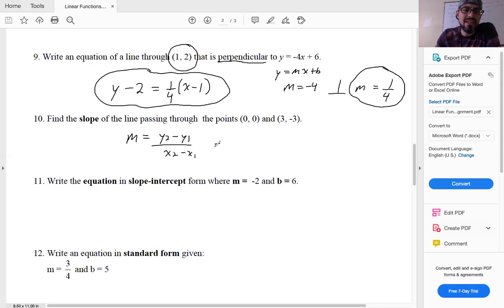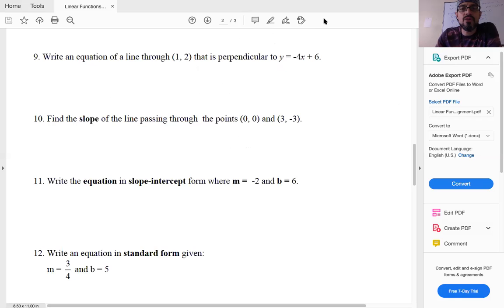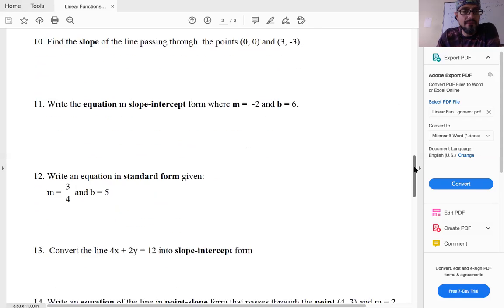This question, in comparison to the other questions, is pretty easy. (-3 minus 0) over (3 minus 0) will be -3 over 3, which is -1. There you go. Okay, cool. Let's get rid of this stuff and again move the questions up so that you can see better.